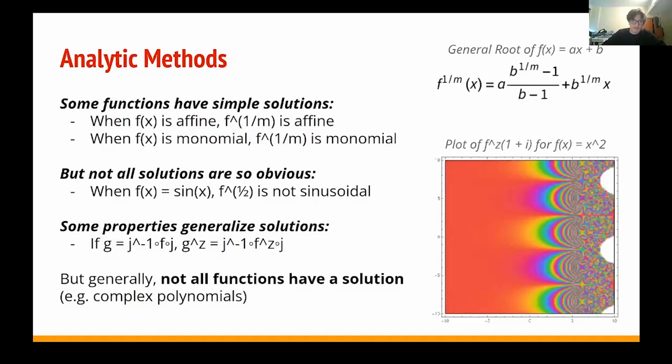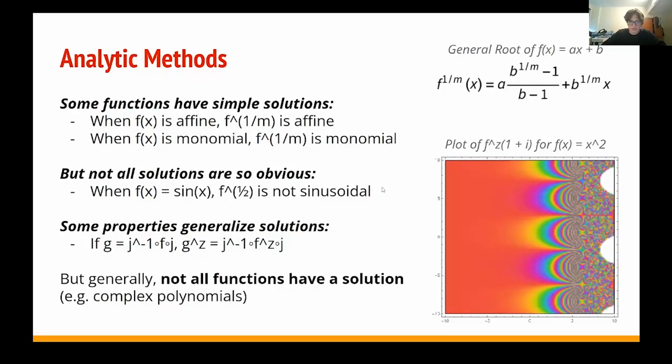The first 2 methods were analytic. We guessed the form of a possible solution and used algebraic manipulation to derive it. You start with something like ax plus b, which is an affine function, and for these it's pretty easy to derive a general formula, shown at the top right. For monomial functions, like x or ax, or x to the power of something, you can also derive a formula.